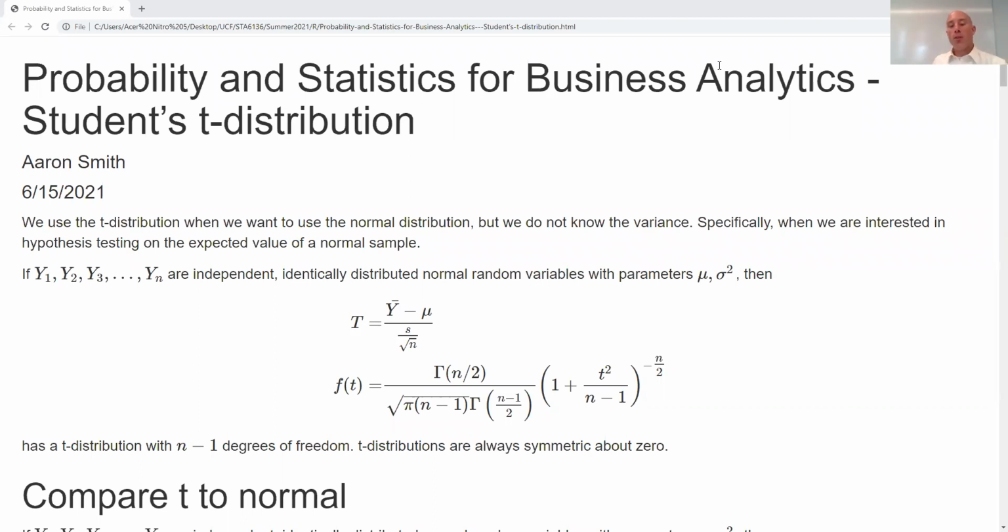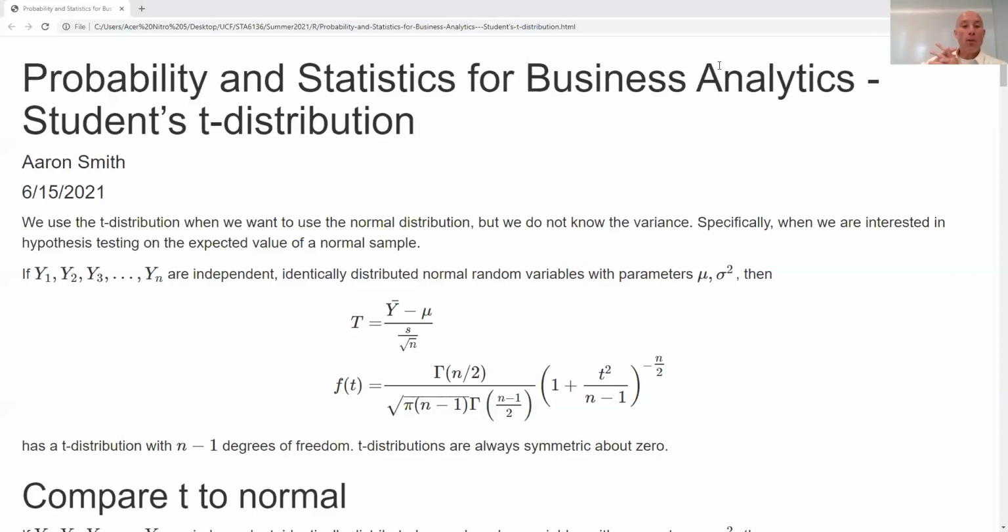All right, so when do we use this? Well, we use Student's t-distribution whenever we're interested in the normal distribution, but we don't know the variance. So we're in the situation where I want to infer something with a normal distribution, usually an inference on the population mean. I collect some data from a normal random variable, and let's say I'm going to do a hypothesis test on the population mean. Well, I don't know the variance, so I'm going to estimate it using the sample variance.